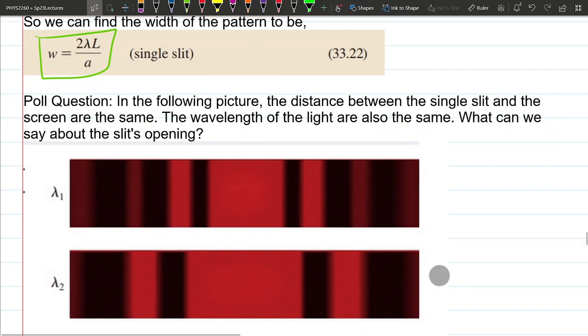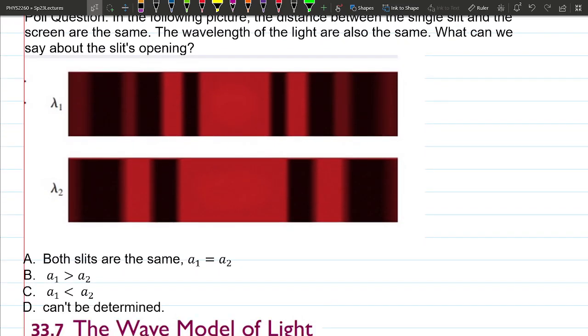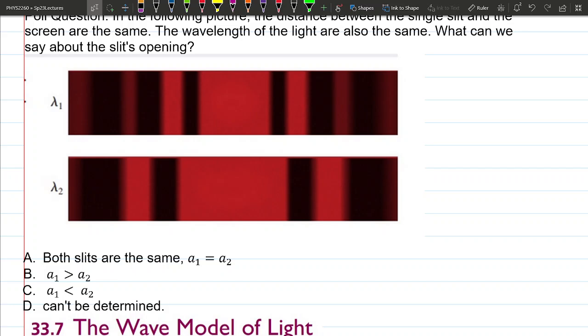There's this question here, just for the sake of time today, I'll just go through it as an example. So let's say we have the following picture here, and there are two slits, one with A1, one with A2. Are we able to tell the relationship between A1 and A2? Which slit is wider? So what we do is we write this little equation down here, W equals 2 lambda L over A. So that means A2 has a broader width, it has a bigger width.